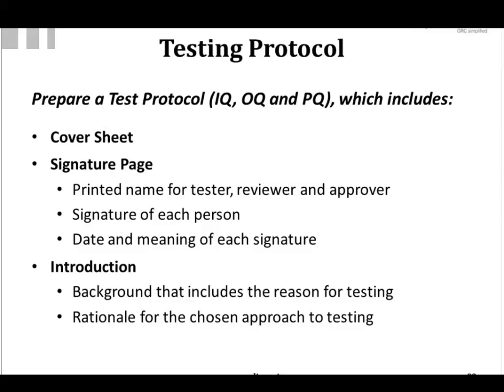What does your system look like? Why are you testing it? And what rationale are you using in order to test it? Now, it's very simple for an IQ. You're simply proving that the system is installed properly. But in OQ and PQ, again, you get into your other more lengthy rationale for why you're doing the level of testing that you're doing.